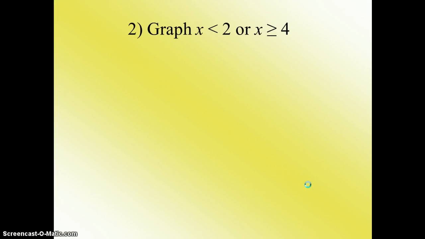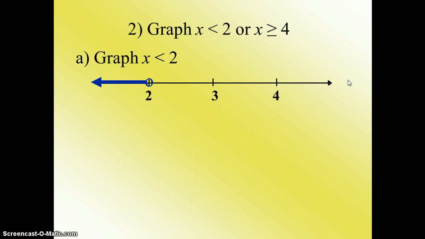So let's graph x is less than 2 or x is greater than or equal to 4. Now we're looking at the word "or." So first thing, again like last time, we're going to graph x is less than 2. This time again, no line underneath, so we're going to do the open circle, and then because our x is on the left, our arrow is going to the left.